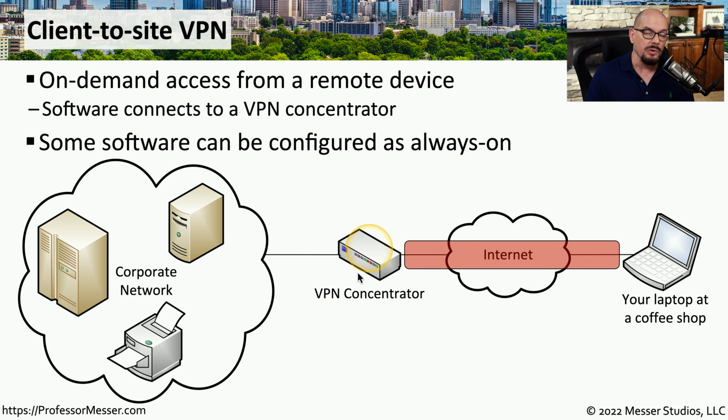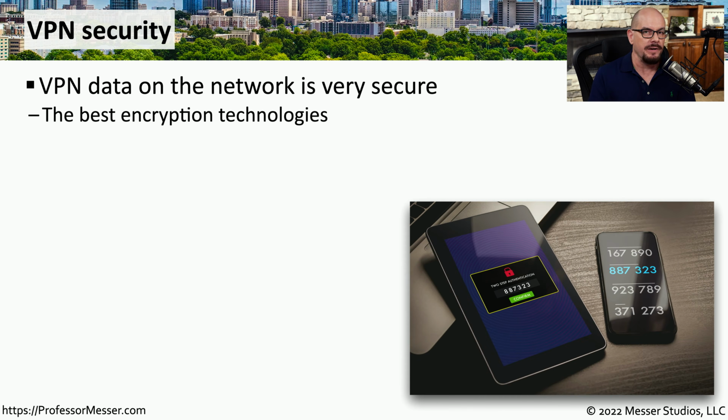The concentrator will receive that encrypted data. It will decrypt the information we're sending in and send that in the clear, non-encrypted information into the corporate network. This process reverses itself on the way back. Information is sent from the corporate network into the VPN concentrator, who then encrypts all of that data, sends it across the encrypted tunnel, and back on our laptop, we decrypt that information to be able to see what was sent to us.